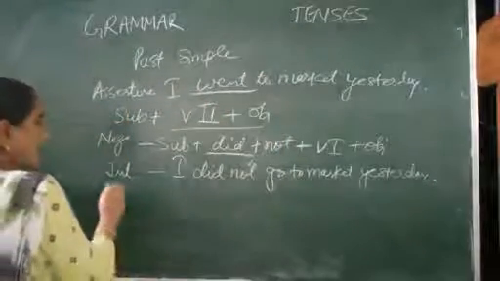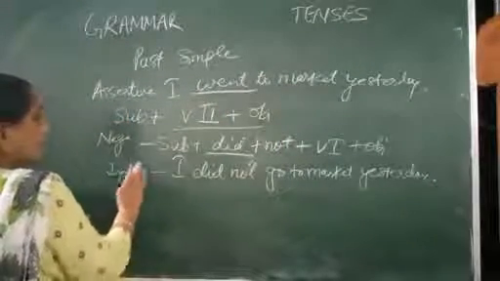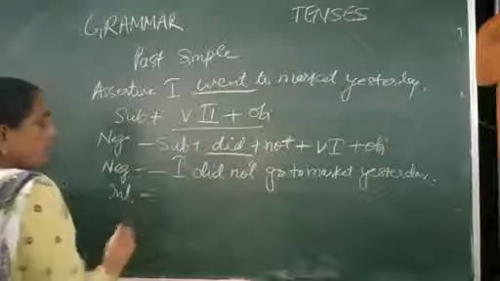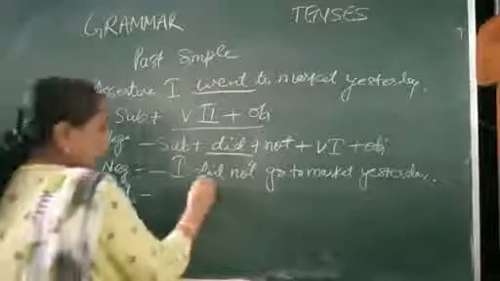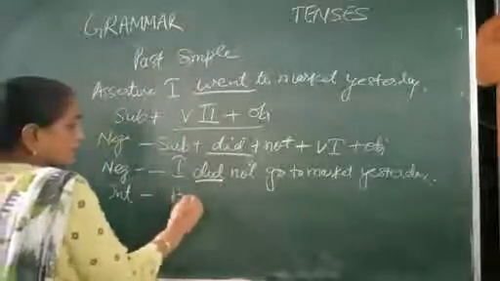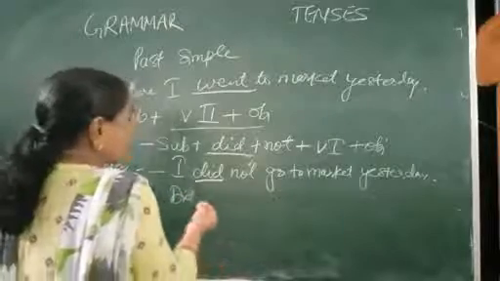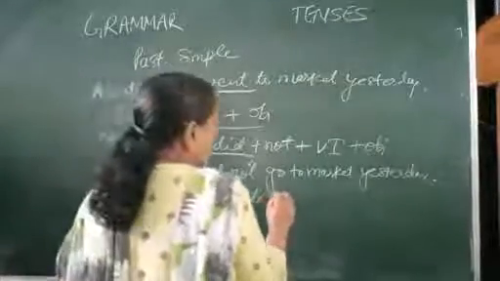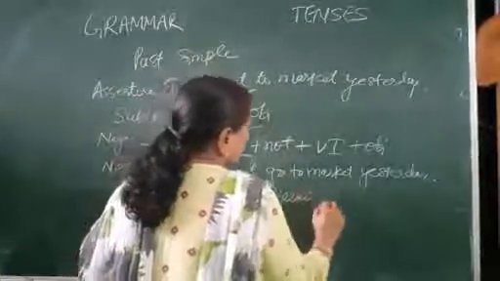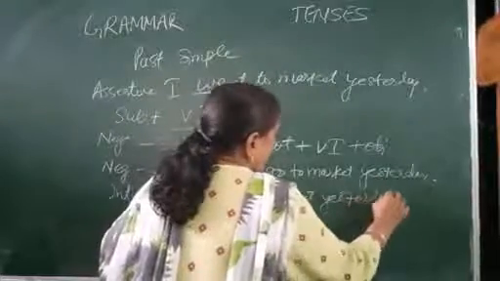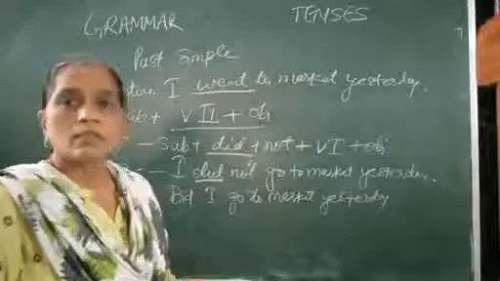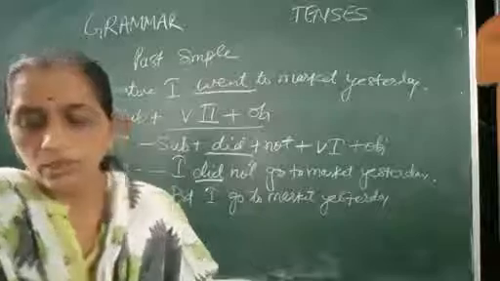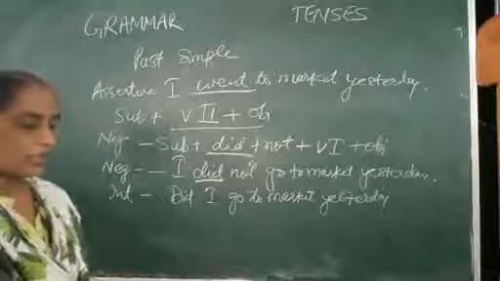Okay. Then interrogative. This is the negative, sorry. This is negative statement. Now we make interrogative one. So this helping verb is put at the beginning. These all are yes no type questions or helping verb type questions. Did I go to market yesterday?